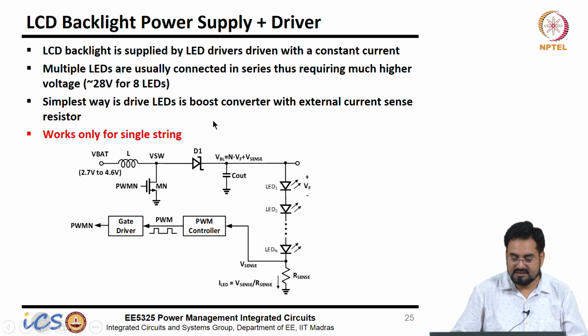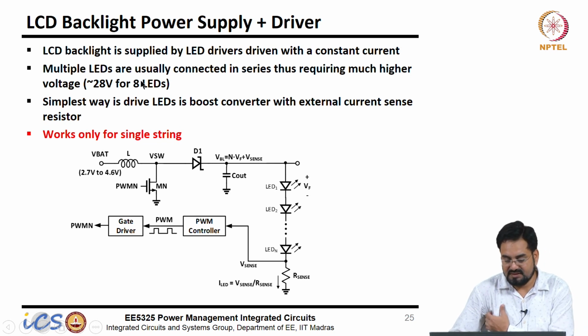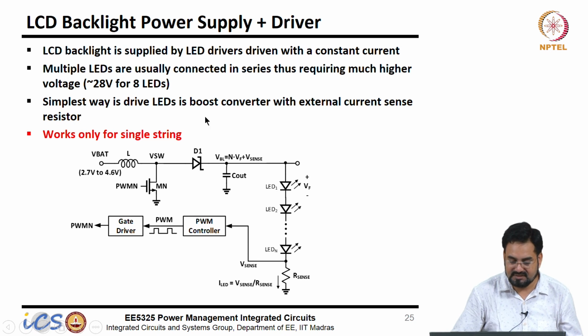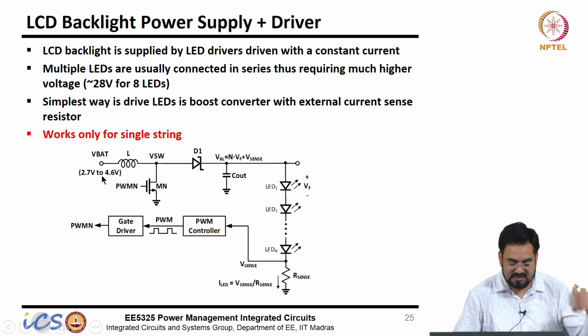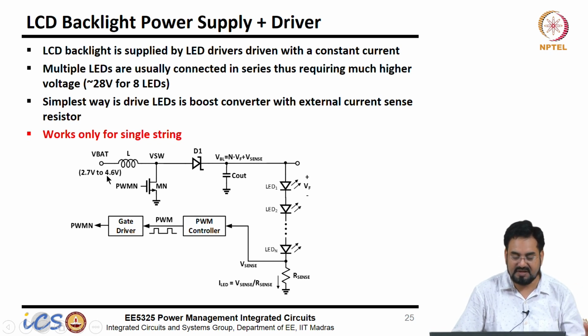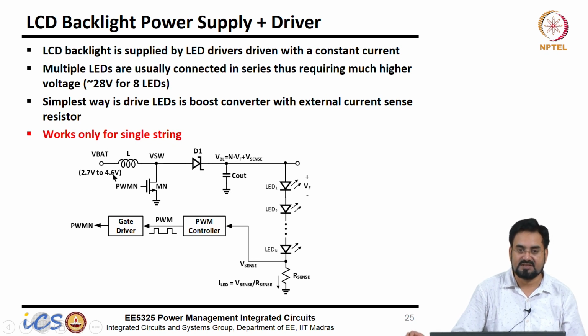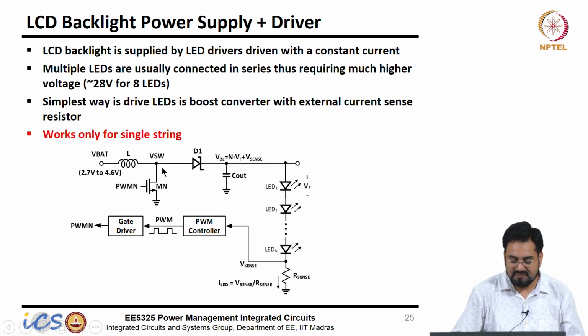So, backlight is basically supplied by this boost converter. We know that we need to boost this voltage. Let us say each LED has roughly more than 3 volts. So, 8 LEDs may require roughly 28 to 30 volt, and in order to get this 28 to 30 volt from the battery voltage, which is 2.7 to 4.6 volt, we need to boost it. It looks like you are boosting more than 5 times here, even for the higher maximum battery voltage. When you go to 2.7 volt, that will be even higher.